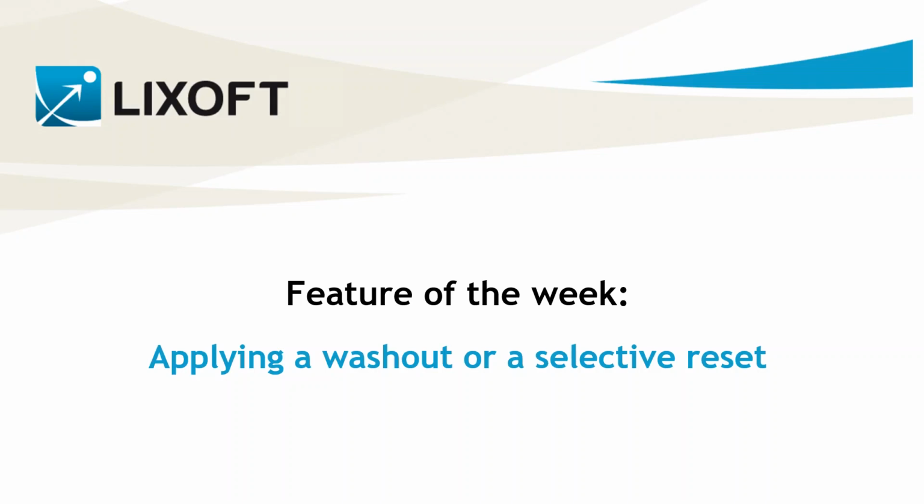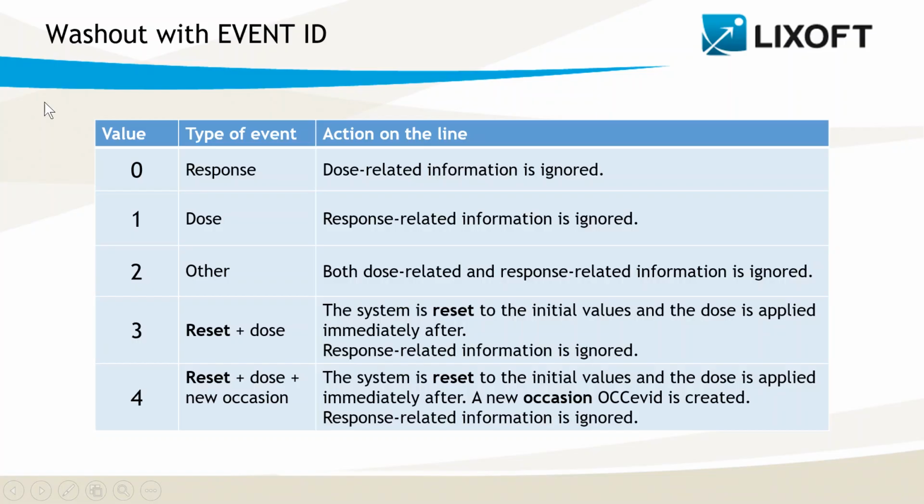In this video, I will show the different ways to encode a washout of the system or a selective reset of a model variable. First, a washout can be defined with an event ID column in the dataset. This column can take 5 different integer values from 0 to 4. Among them, the last two values define a washout.